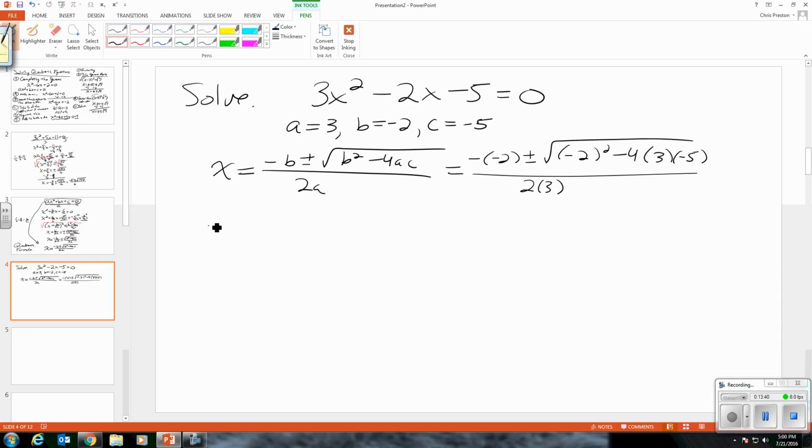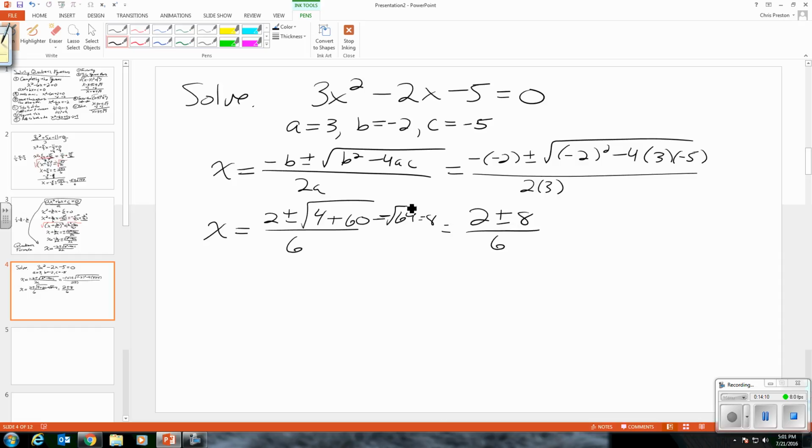And now I'm going to start making this look nicer. So negative 2 is positive 2. 2 times 3 is 6. Plus or minus square root of negative 2 squared, that's a 4. Minus 4 times 3 times negative 5. Negative times negative, that's going to be a positive. 4 times 5 is 20 times 3 is 60. So that's going to be the square root of 64, which is 8. So this is going to be 2 plus or minus 8 over 6.